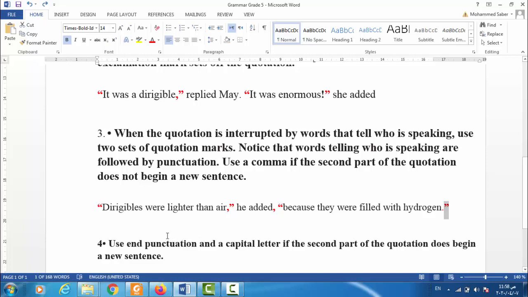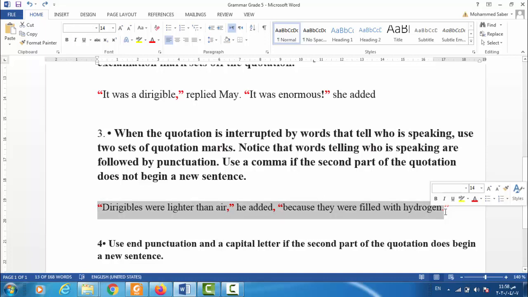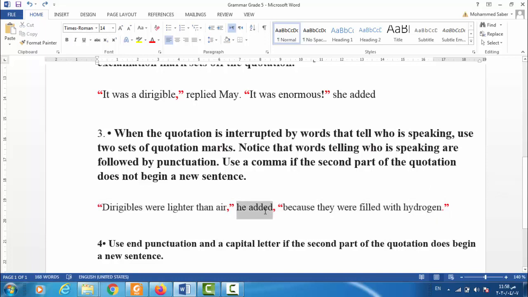So again, teacher, please. I said if the sentence, all this part is one sentence. But the problem is that they interrupted this sentence or divided this sentence with the words he added. He added shows you that these parts of a sentence are said by somebody here, by a person here. He.